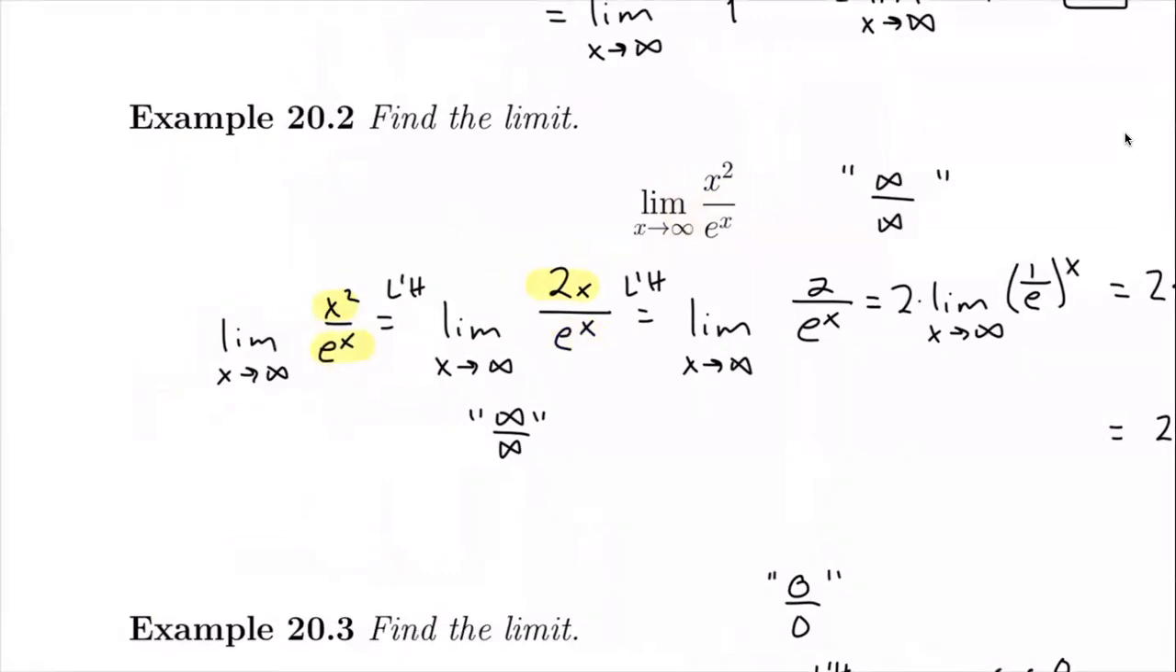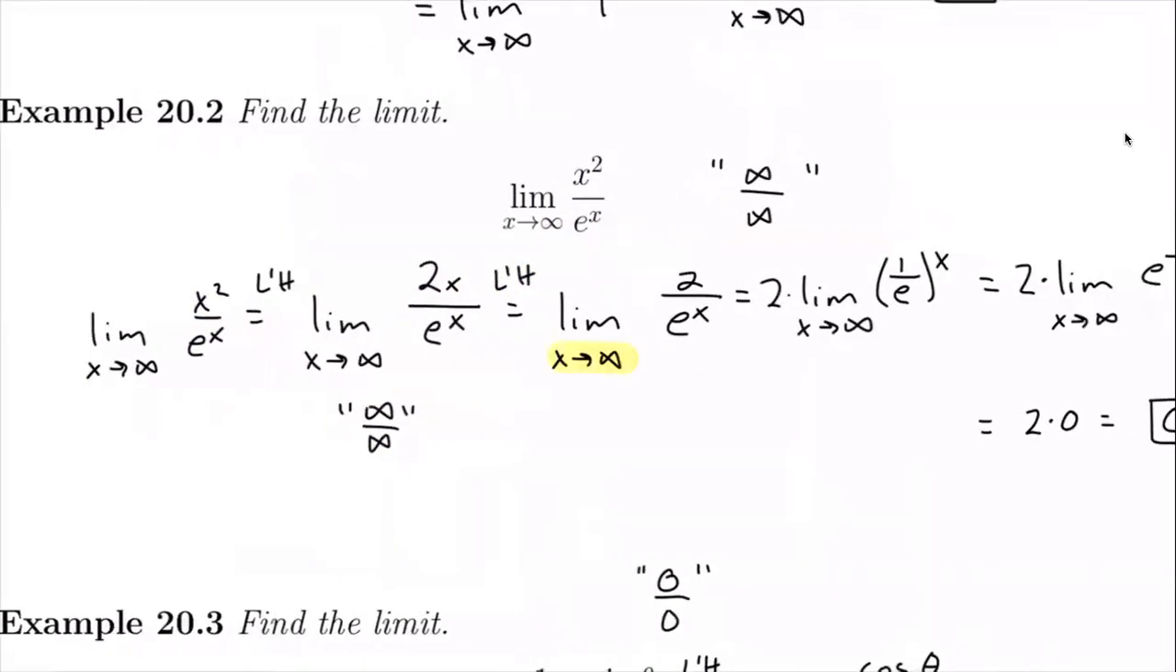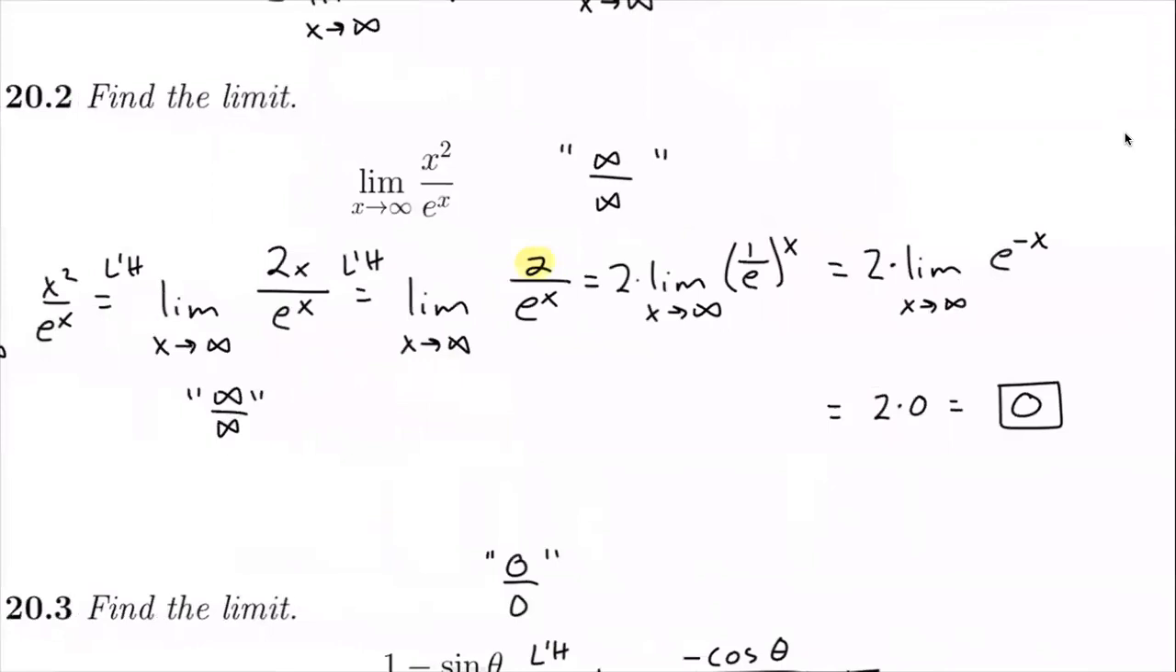And now we assess again. I look at this limit and realize as x goes to infinity, the numerator goes to infinity. The denominator also goes to infinity. I still have an indeterminate form, infinity over infinity. I can use L'Hopital's rule again. So I do that. The limit as x goes to infinity of the derivative of 2x, which is 2, over the derivative of e to the x, which is e to the x. And now I see, well, I can factor a 2 out if I like.